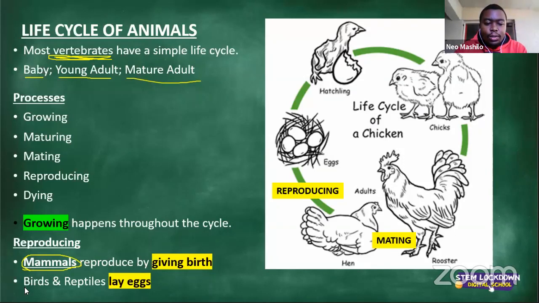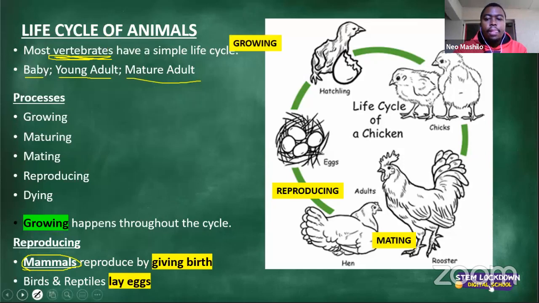Birds and reptiles, on the other hand, they lay eggs. So that's why we eat chicken eggs, and we have ostrich eggs, and we have crocodile eggs. All those are because of the way they reproduce, they have to lay eggs. So some vertebrates will lay eggs, other vertebrates will give birth.